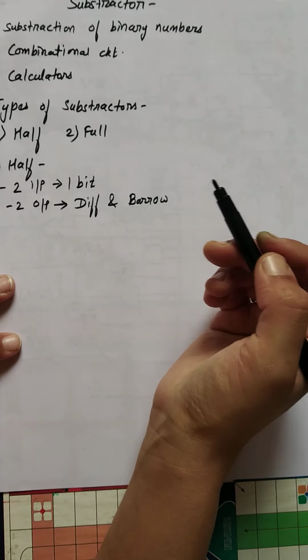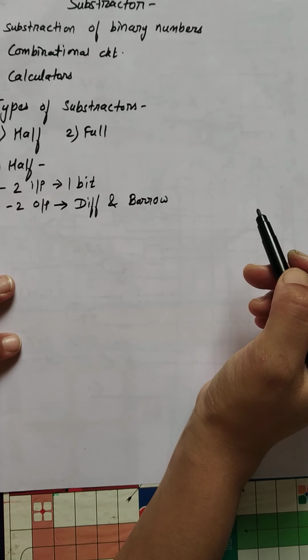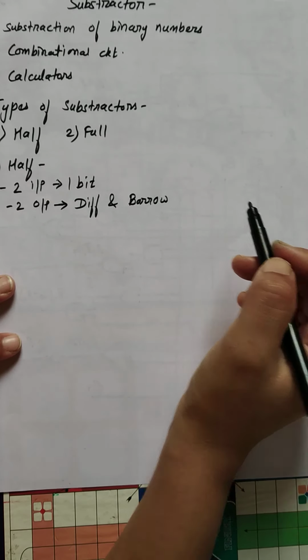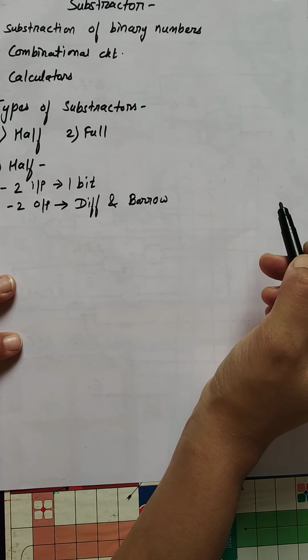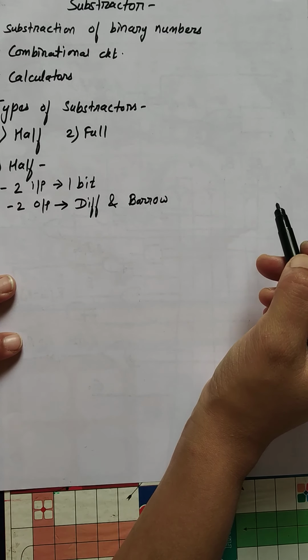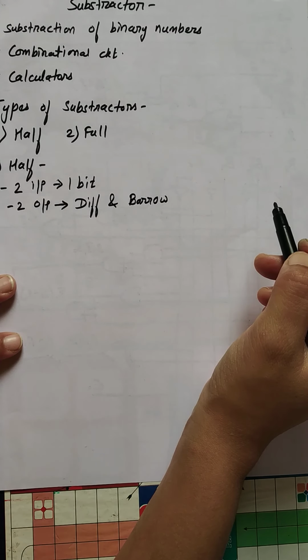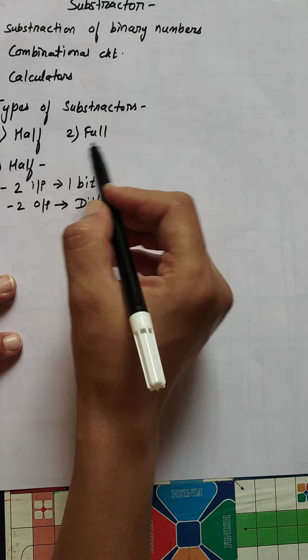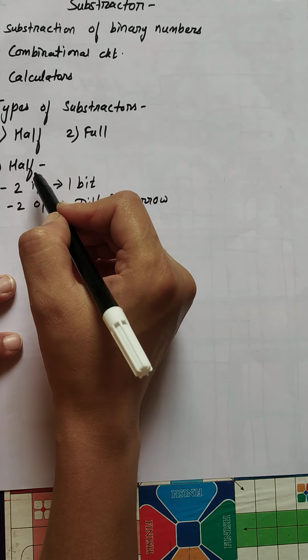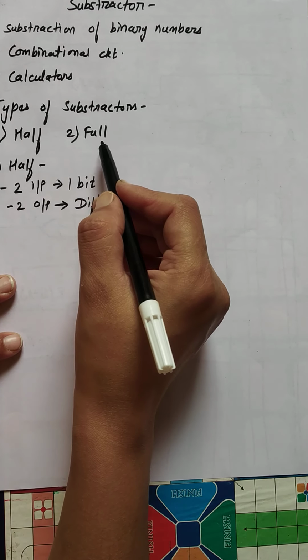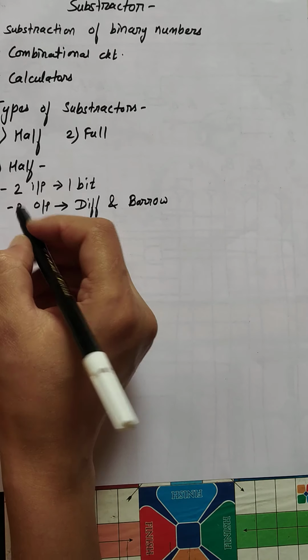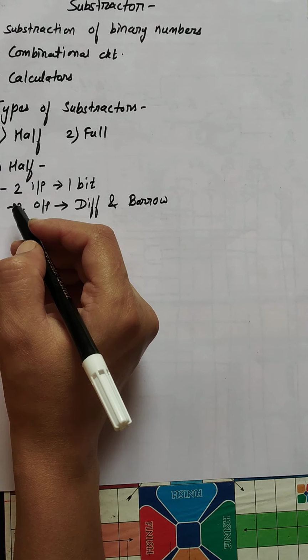But if I want to perform subtraction of three binary numbers of one bit, can it be performed by using half subtractor? The answer is no, and that is the major disadvantage of this half subtractor, right? So that's why full subtractor is introduced. To overcome this disadvantage of half subtractor, a full subtractor is introduced, right? Here we'll first see half subtractor in detail.